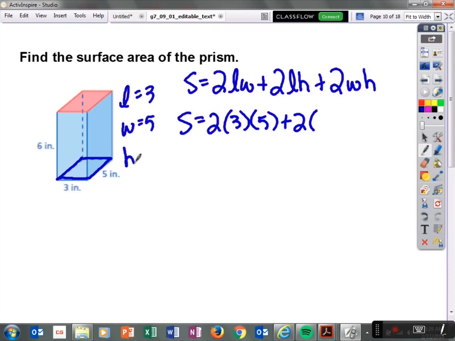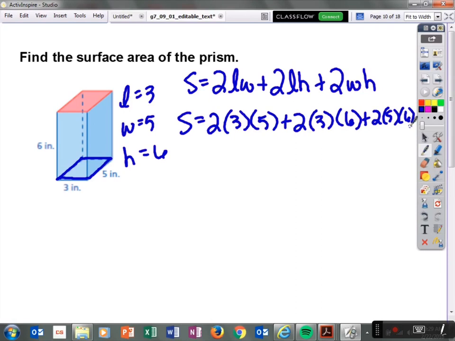But we have a height as well. Height is always the distance between the 2 bases. Here's a base, here's a base. What's the distance between them? 6. So the height is 6. So 2, L is 3 again, height is 6, plus 2, width was 5 and height was 6. Now, you can type this straight into the calculator, but the math is pretty simple too.